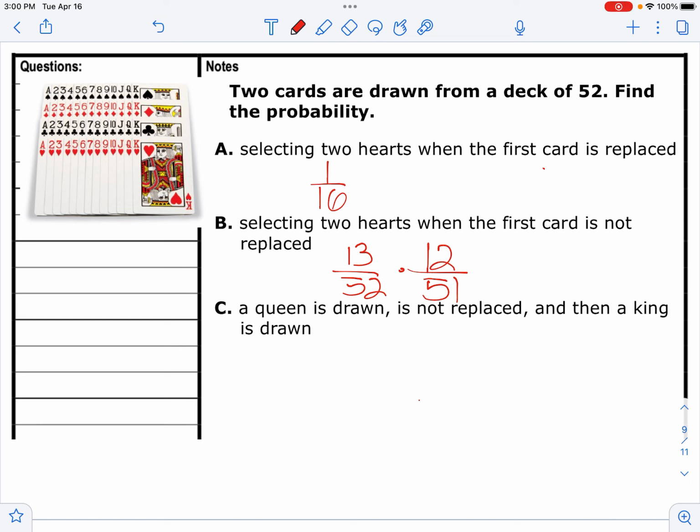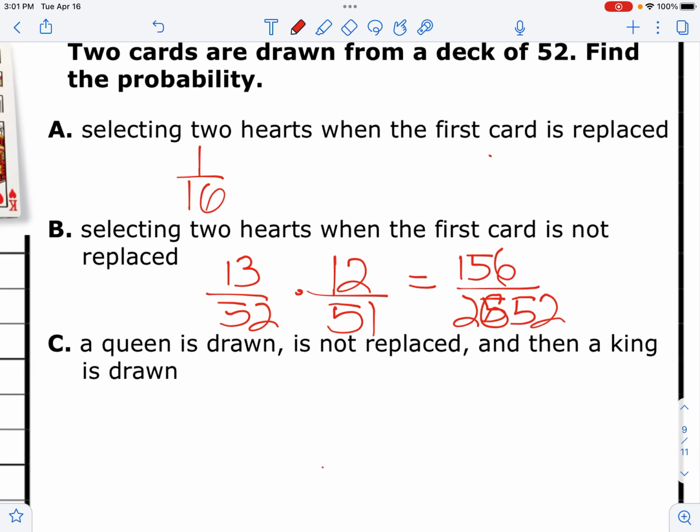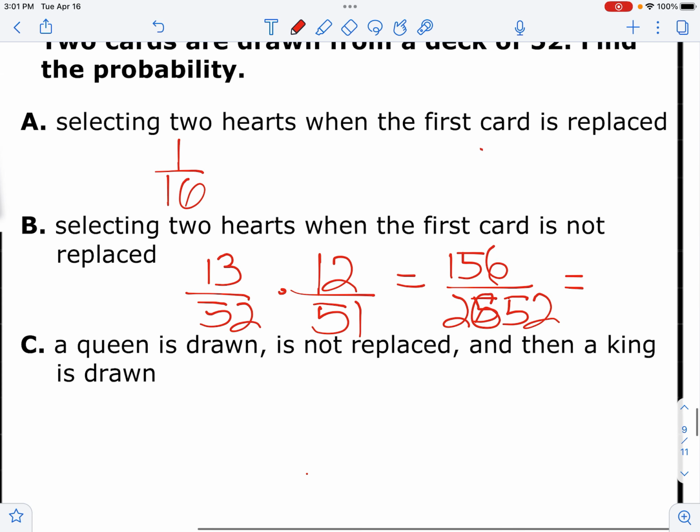So this would be 156 over 2,652. Let's see what this is, maybe reduced. 1/17.